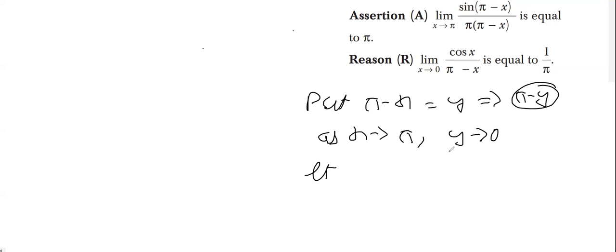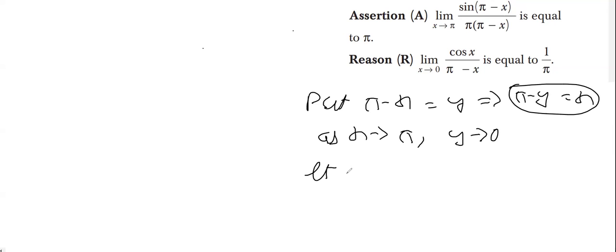In this next question, we have this as the assertion, limit x tending to pi sine pi minus x over pi minus x. If you remember solving textbook questions, we generally put pi minus x as say h or y, as you know that as x tends to pi here, y tends to 0. So now our question will change, replacing x, x will become pi minus y.